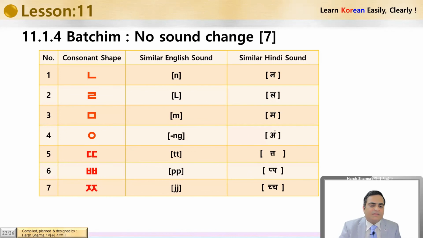Now, these are the remaining 7. You can see here na, la, ma, yang, ta, pa, cha. They will not go through any sound change. They will be pronounced with their original sound at the Batchim position.